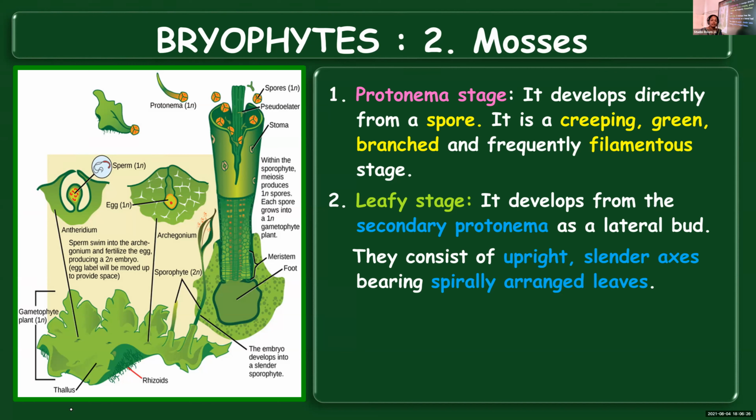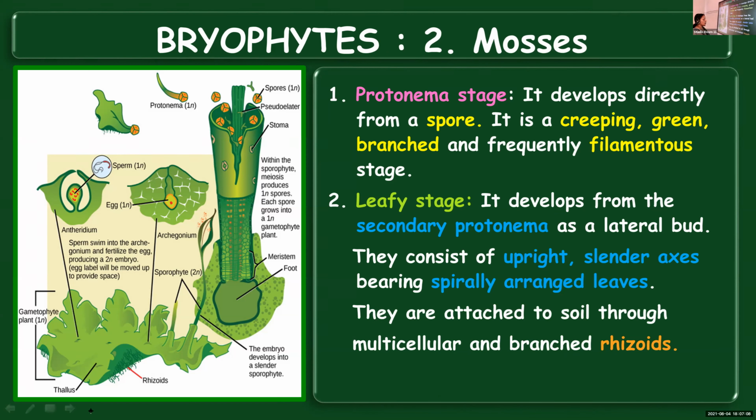And then the leafy stage. The leafy stage is formed from the secondary protonema. On the secondary protonema, some lateral buds, the buds can be produced on the sides, and from there this leafy stage will be formed. They are erect structures, upright. They grow vertically, and you can even find leaves, as the name suggests, leafy stage. So here you can see leaves spirally arranged on some thin axis or thin branches, and that is the most important feature of the leafy stage, the presence of leaf-like structures which are spirally arranged on a slender axis.